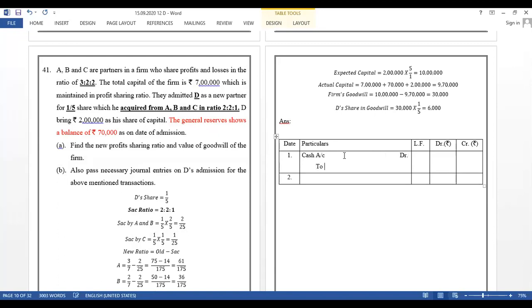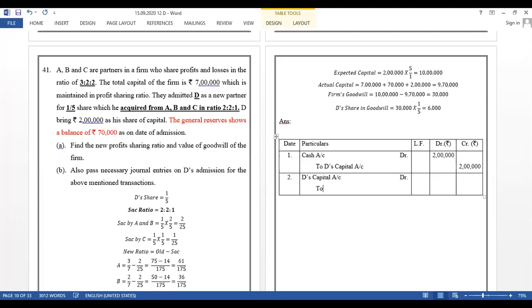Okay, to D's capital account, amount of rupees 2 lakh. Second is now for D's share in goodwill. As I told you, the amount of goodwill is not brought in cash. So we are very clear with the concept that it has to be taken out of his capital. So let us debit D's capital. D's capital account will be debited.